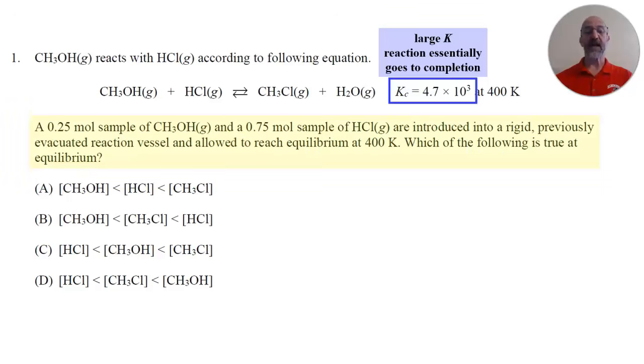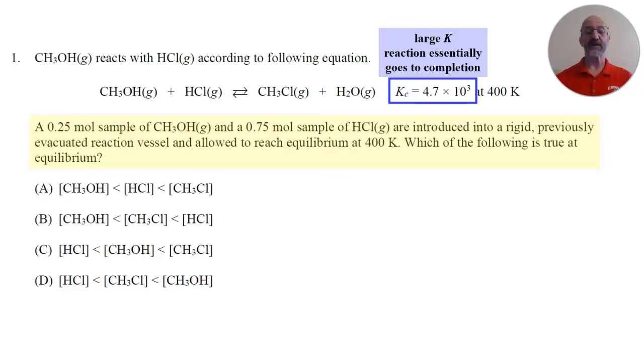The question goes on to say that a 0.25 mole sample of CH3OH and a 0.75 mole sample of HCl are introduced into a rigid previously evacuated reaction vessel and allowed to reach equilibrium at 400 Kelvin. Which of the following is true at equilibrium? And we can see among the 4 choices that we have to compare the relative concentrations of CH3OH, HCl, and CH3Cl.